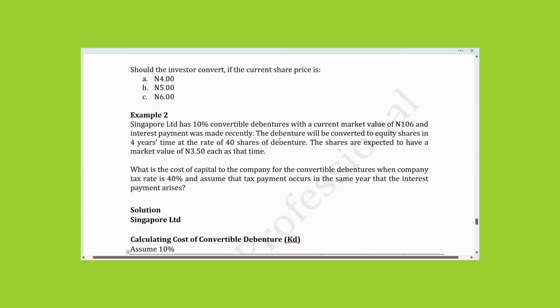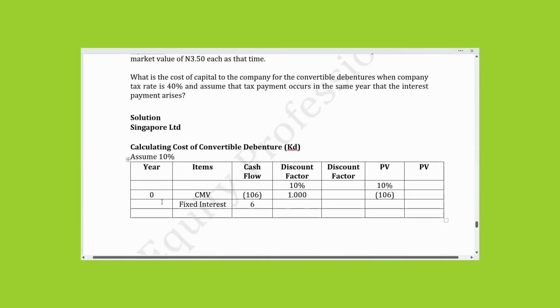We are told that the debenture will be converted to equity shares in 4 years' time. So 4 years' time is the exercise date. Therefore, it means that the company is going to pay annual fixed interest from year 1 up to year 4. So I would say year 1 to 4, because this interest of 6 naira is constant from year 1 up to year 4.